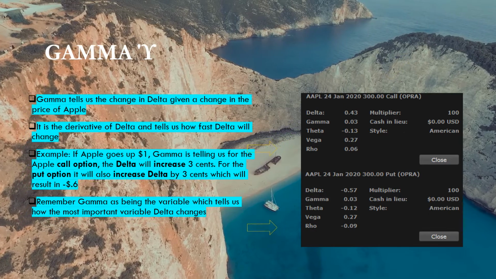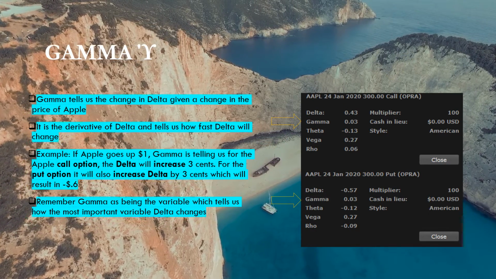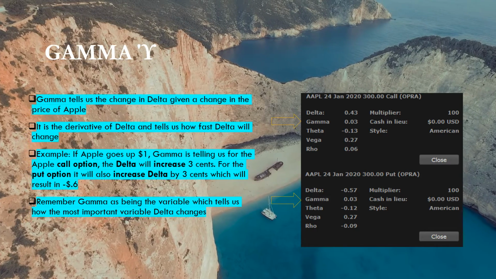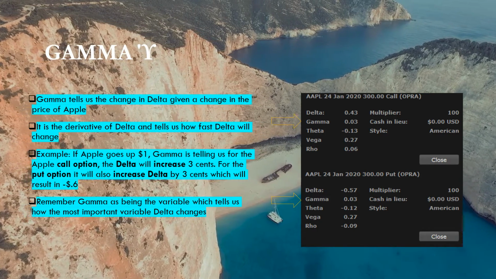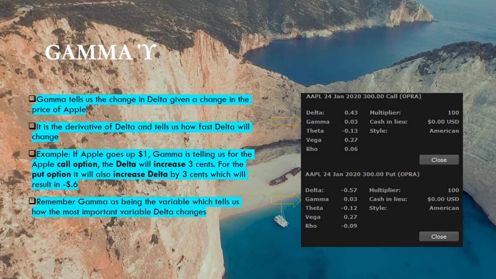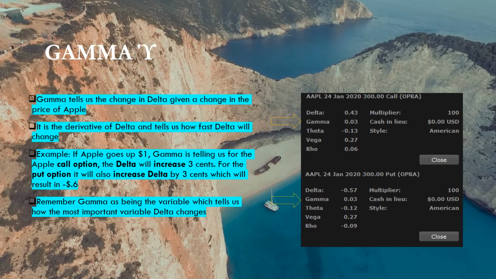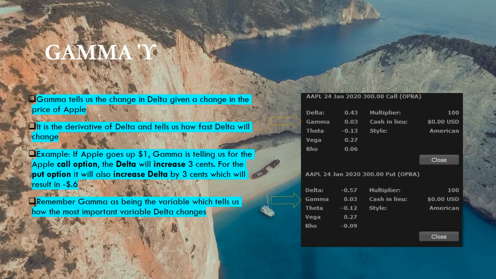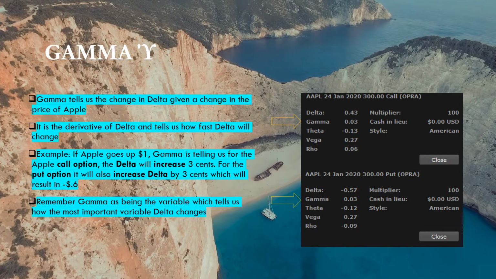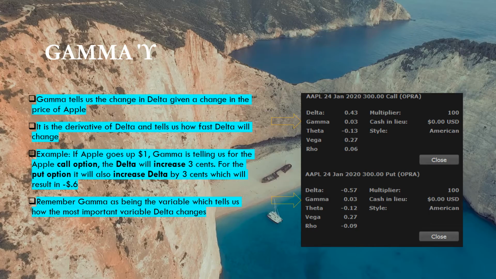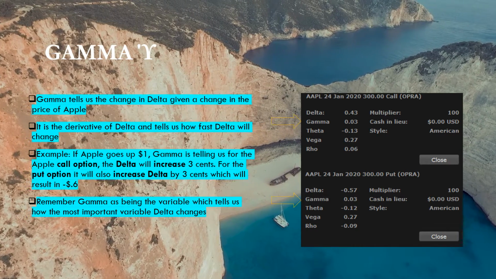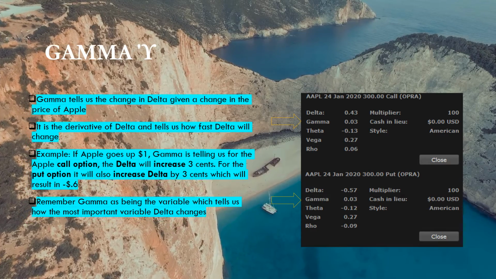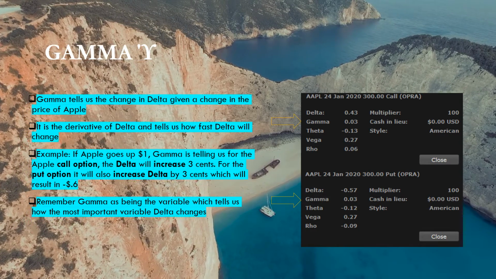So with gamma, it tells us the change in delta given a change in the price of Apple. Essentially, it's the derivative of delta and tells us how fast it will change. So if Apple goes up $1, gamma is telling us for the Apple call option, the delta will increase 3 cents. For the put option, it will also increase delta by 3 cents, which will result in negative 60 cents. Just remember this one as the variable that tells us more about the most important variable, delta.